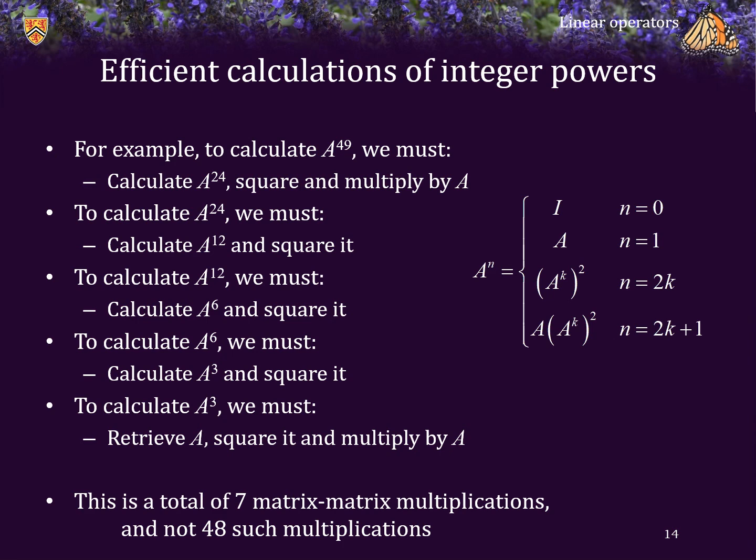So notice that every squaring is a matrix multiplication, and we have to square something a total of 1, 2, 3, 4, 5 times. Additionally, we must also multiply an additional time by A twice. Consequently, we can calculate A to the 49 using 7 matrix multiplications and not 48.